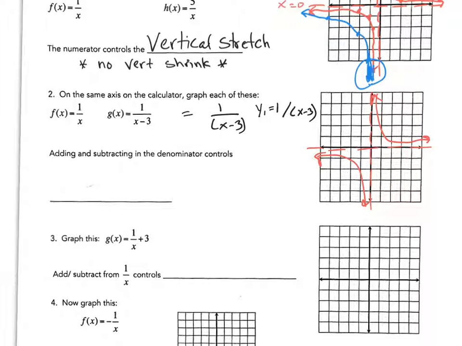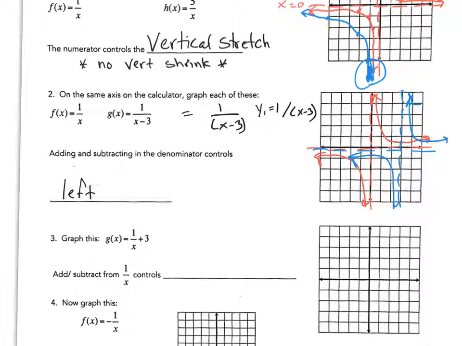So when we put this in there, you'll see what happens is this asymptote moves over here to the right 3. But this asymptote does not move at all. So now we're going to draw this. I know the graph is kind of messed up, but that's where the picture is. So adding and subtracting in the denominator controls what? It controls moving it left and right.